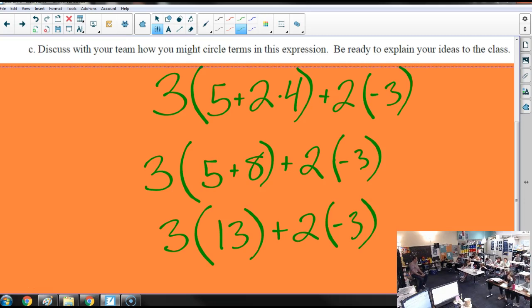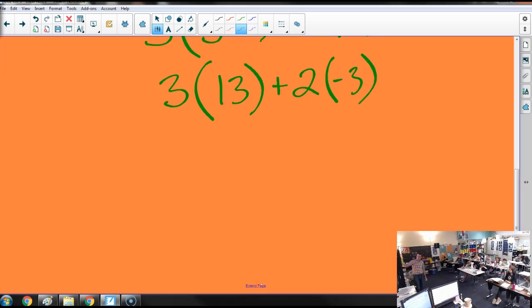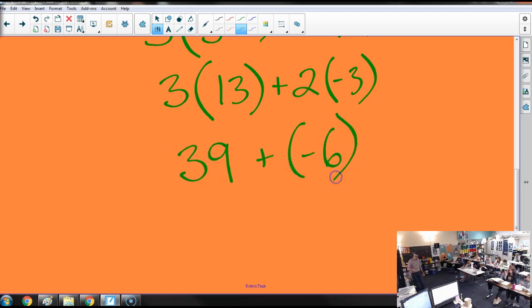Now we multiply because we just have a multiplication and a multiplication. And exactly as Luz told us, we have two terms, right? We still have two terms until we get down to the addition subtraction stage. So when I multiply, I'll still have two terms, 39 plus -6. Who wins? Good guys, bad guys? Good guys by how much? 33.